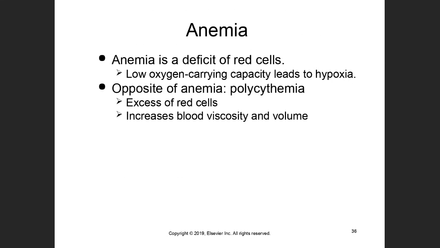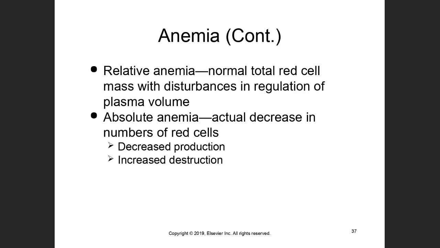Anemia is a deficit of red cells, of oxygen-carrying capacity, that leads to hypoxia. The opposite of anemia is polycythemia, polycythemia vera. Polycythemia vera, we have two, primary and secondary. Relative anemia: normal total red cell mass with disturbance in regulation of plasma volume. Absolute anemia: actual decrease in the number of red cells. You could see relative anemia, for example, in pregnant women. Pregnant women, in reality, don't have anemia.